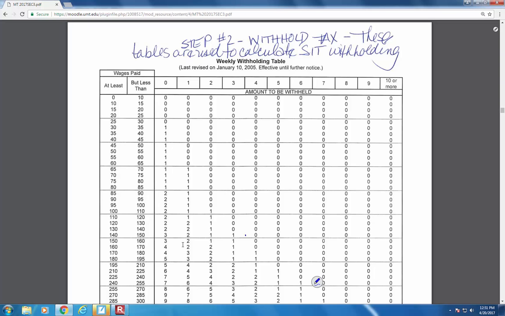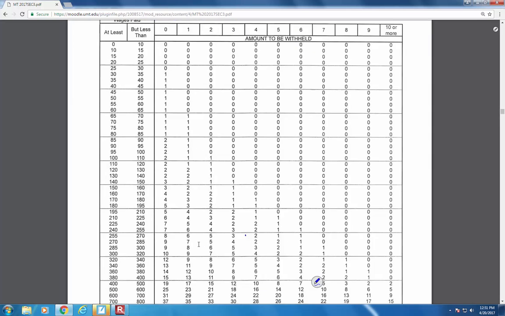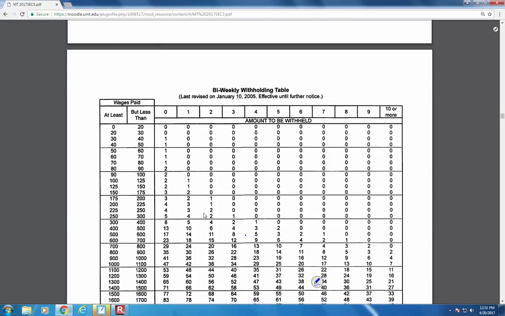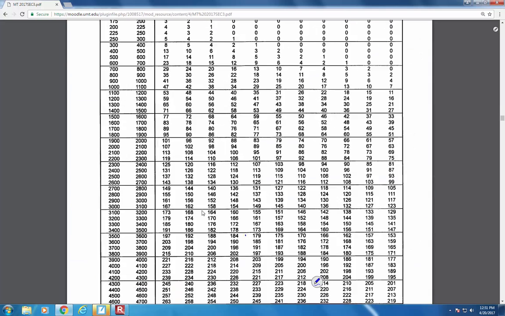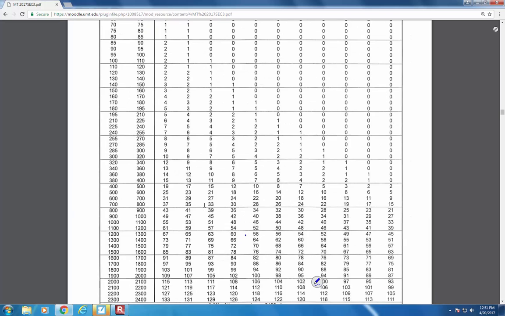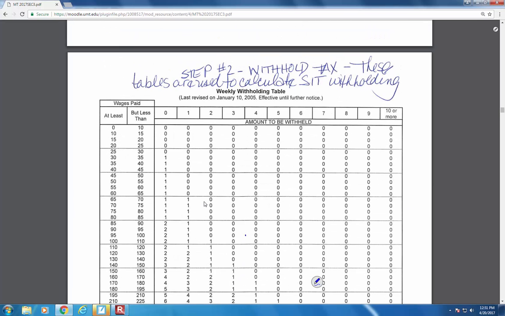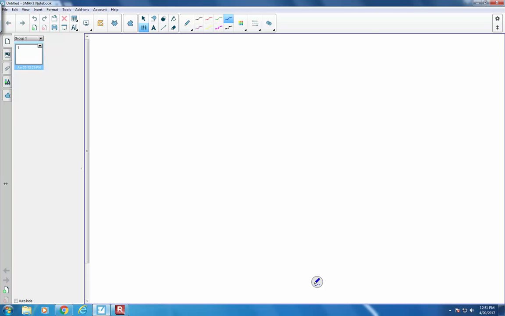So let's everyone see where these tables are, because I'm going to give you some examples and have you use them now. The first one's weekly, the second one's bi-weekly, the third one's semi-monthly, and the fourth one's monthly. Up here is the number of allowances on your W-4, and here are your wages. I'm going to give you a couple examples and ask you to find the SIT withholding for me.